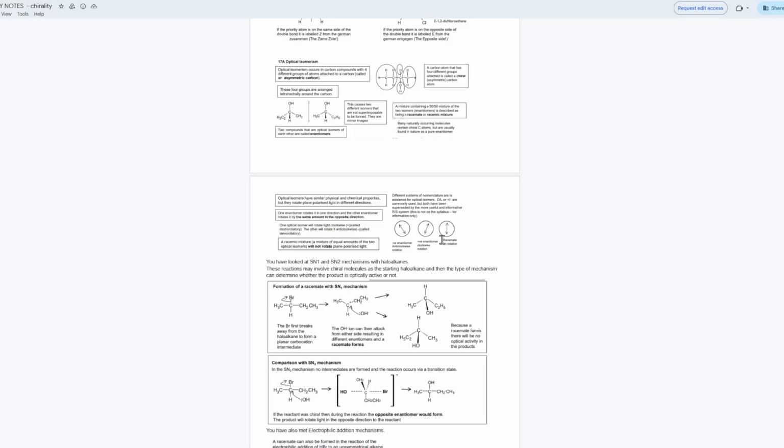Two compounds that are optical isomers of each other are called enantiomers. A 50-50 mixture of the two enantiomers is described as being a racemate or racemic mixture. Many naturally occurring molecules contain chiral carbon atoms, but are usually found in nature as a pure enantiomer.